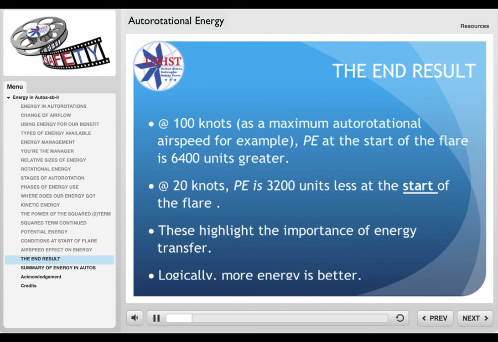Let's look at the end result. If we use 100 knots, say the maximum airspeed in autorotation, instead of 60 knots, the difference in energy at the start of the flare is 6,400 units greater. Now if we go 40 knots slower than 60, down to a low speed of 20 knots, we have 3,200 units less energy. We can do a whole lot with more energy, but there's not much we can do when we don't have enough.